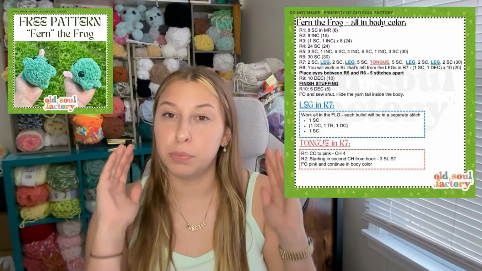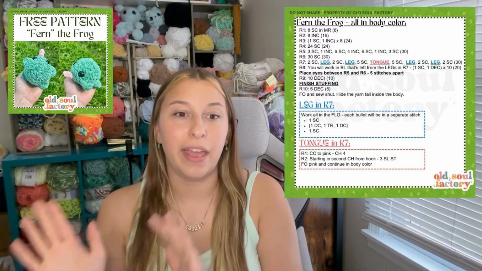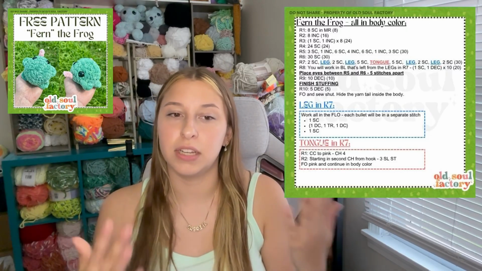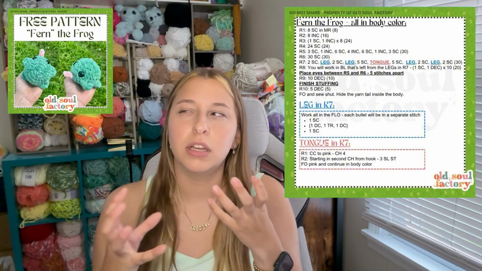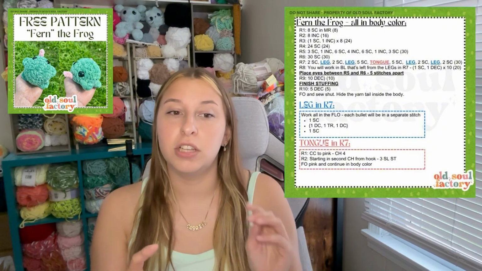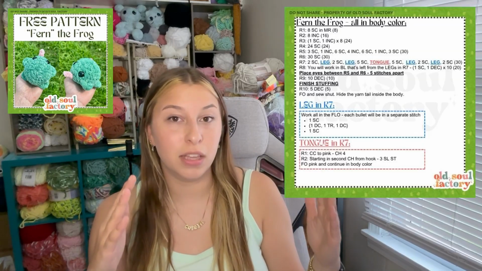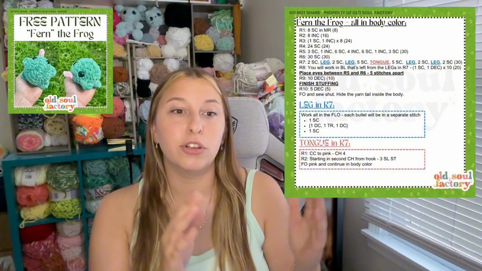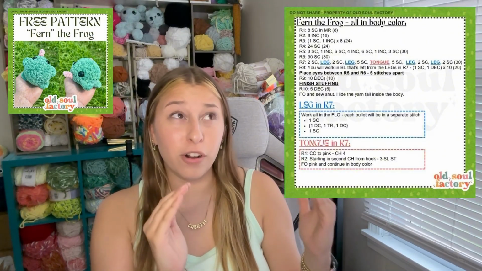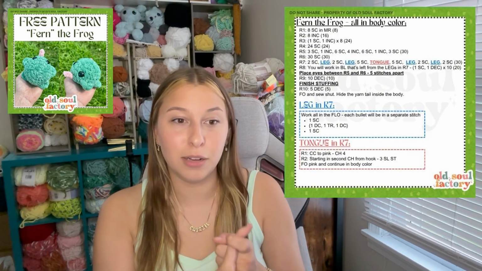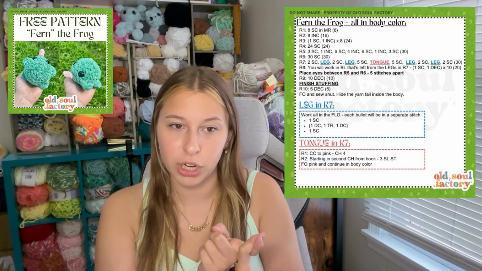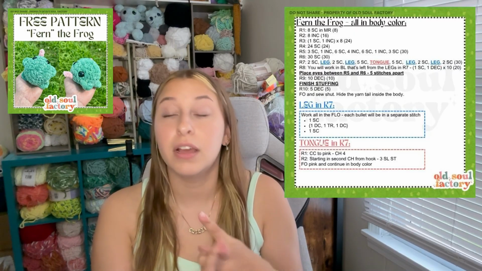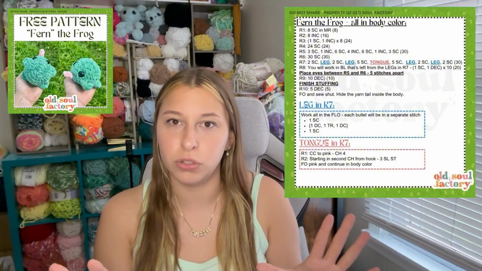As you can see, there's parentheses and then there's a times 8. So usually if this happens, like I said, you put this in the description page kind of deal, but this means that you're going to repeat anything that's inside of that parentheses 8 times. So you're going to repeat that part of the pattern 8 times. So 8 times you're going to do 1 single crochet, 1 increase, and then you'll end up with 24 stitches.